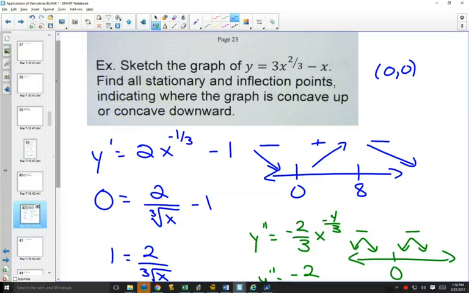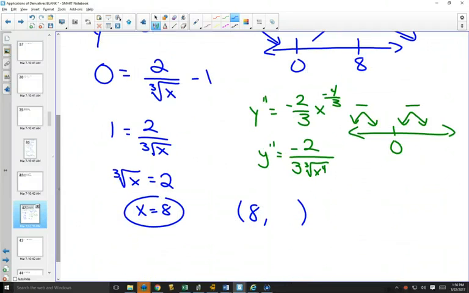You know how to do mental math with fractional exponents? The bottom part is a cube root, the top part is squaring. So if I plug 8 into the x to the 2/3, I would cube root first. Cube root of 8 is 2, and then I'd square, and that would be 4. 3 times 4 is 12, minus 8 is 4, so we have the point 8, 4 as a local max.